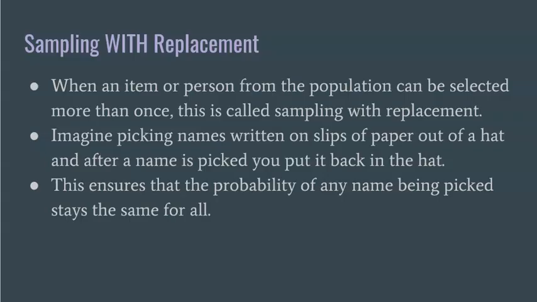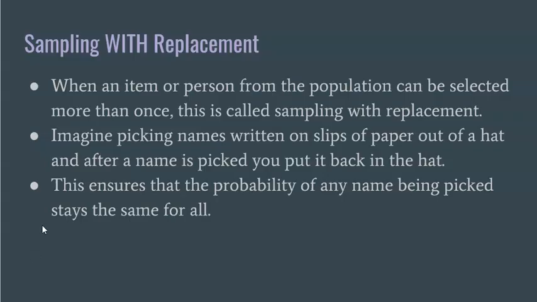Now, the opposite of that is sampling with replacement. When an item or person from the population can be selected more than once, this is called sampling with replacement. Imagine picking names written on slips of paper out of a hat, and after a name is picked, you put it back into the hat. So if Sally gets picked, her name goes back into the hat, she could be picked again. Now, the one thing this does ensure is that the probability of any name being picked stays the same all the time. Every time you reach in, there's a 1 out of 20 chance of your name getting picked from that hat because we're replacing the name.